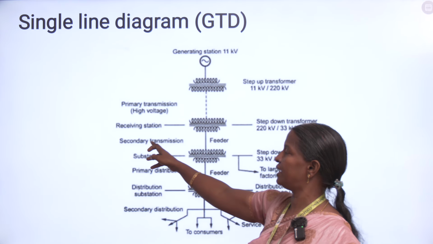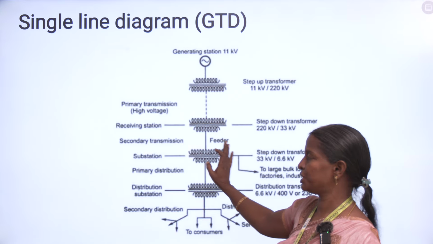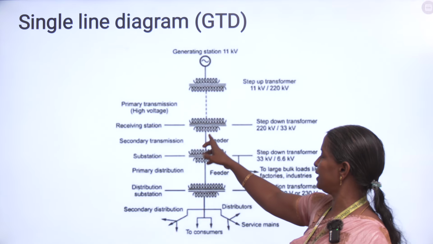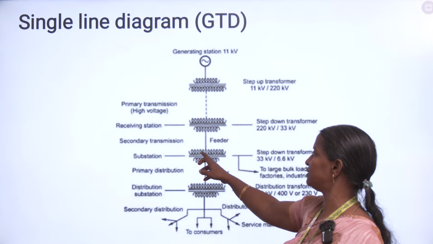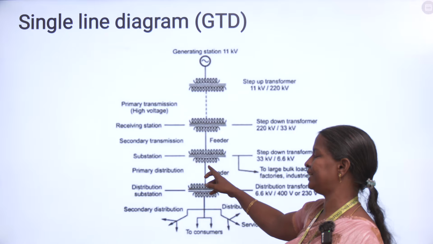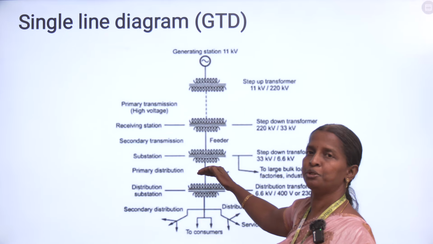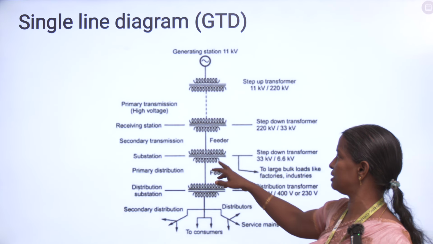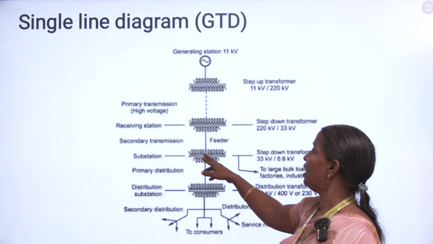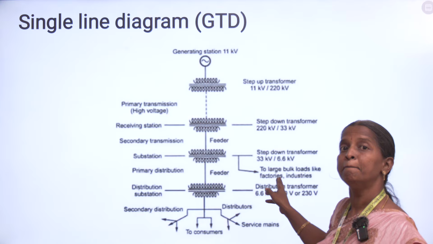This transmission is called secondary transmission and this substation is called a substation alone. And here also you are using a step down transformer, because the primary number of turns is more when compared to the secondary number of turns. And this 33 kV input will be converted into 6.6 kV or 3 kV, or based on the application it will be stepped down. And then this voltage will be distributed here to bulk consumers.